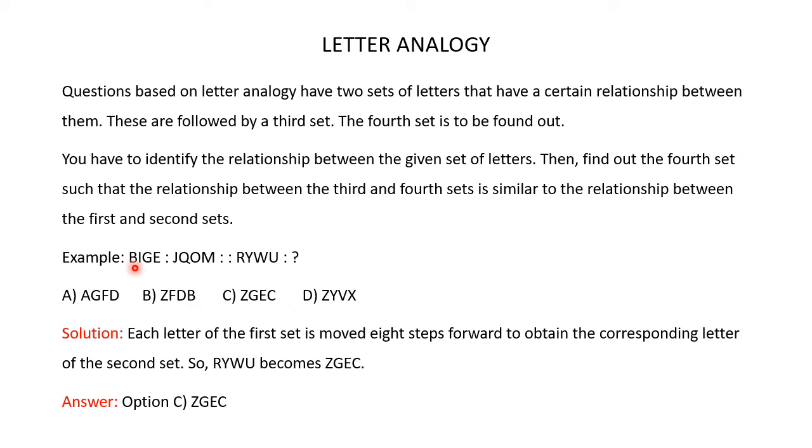So B plus 8 is J, I plus 8 is Q, G plus 8 is O, E plus 8 is M. So use the same relationship to find the fourth set of letters. So R plus 8 is Z, Y plus 8 is G, W plus 8 is E, U plus 8 is C. So RYWU is to ZGEC. So the correct answer is option C, ZGEC.